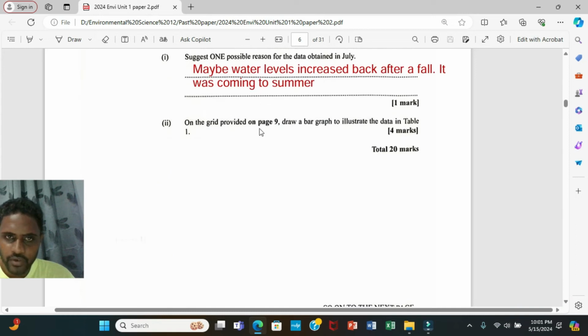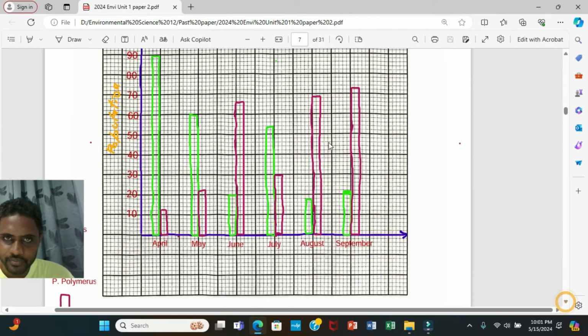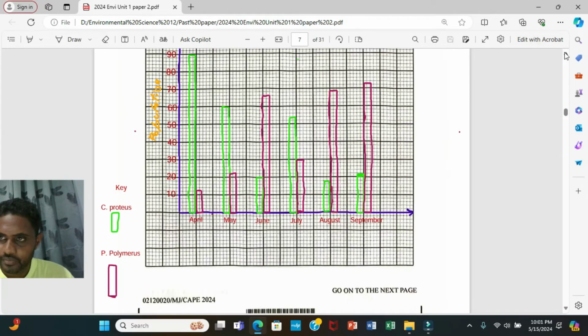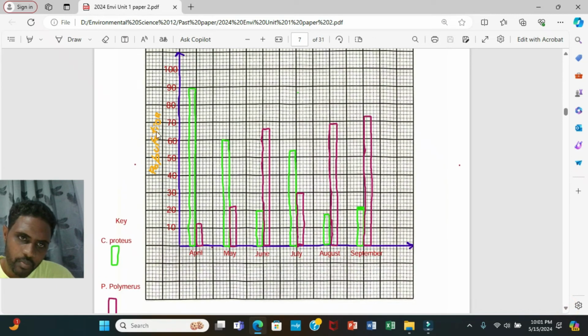It says on the grid provided on page 9, draw a bar graph to illustrate the data in table 1. Of course, you label your diagram. Here I put the population on this side and the months over here. Of course, you have a key here, and you should have a title up there. So this is how it would look. It's a bar graph.